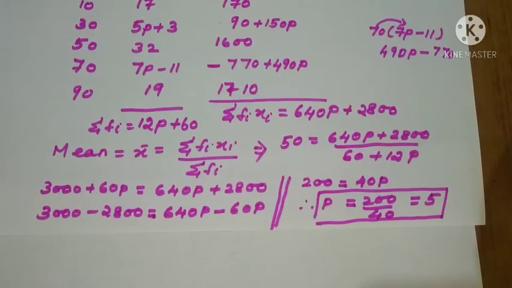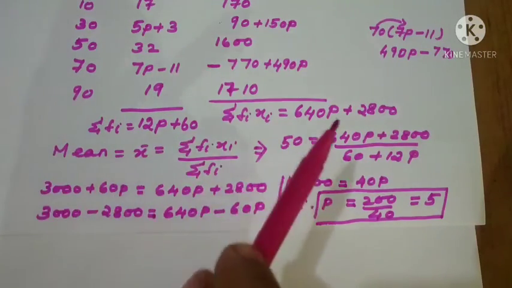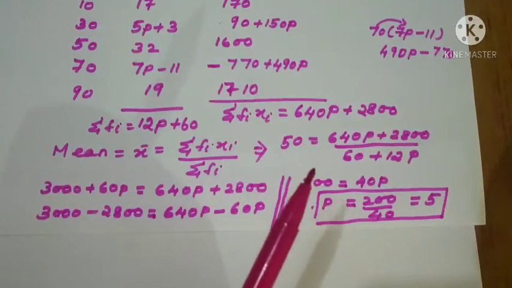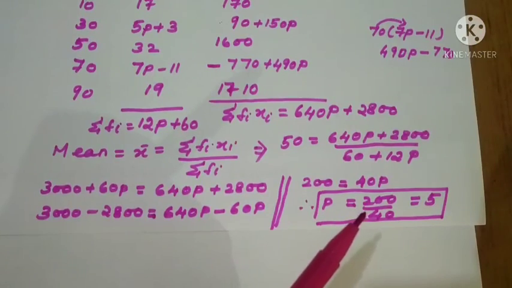So the formula is the same, but there is a little confusion with the multiplications. Always the children add the coefficient of P while doing the addition. That must be avoided, and solve correctly. So what is the value of P? P equal to 5. With this, today's class I'm winding up.